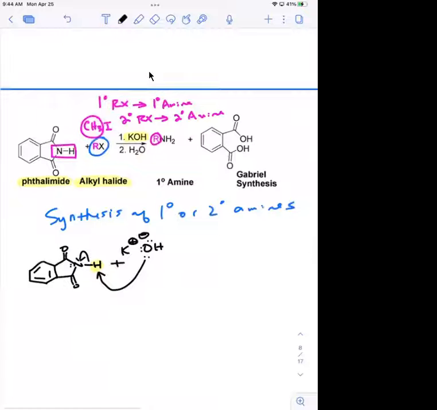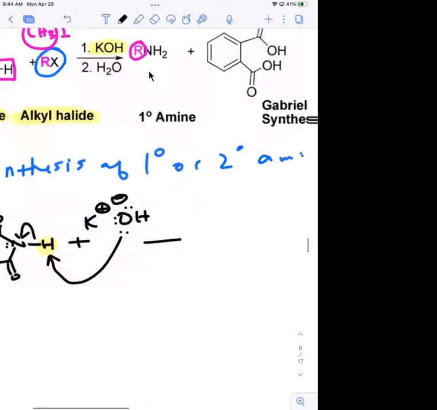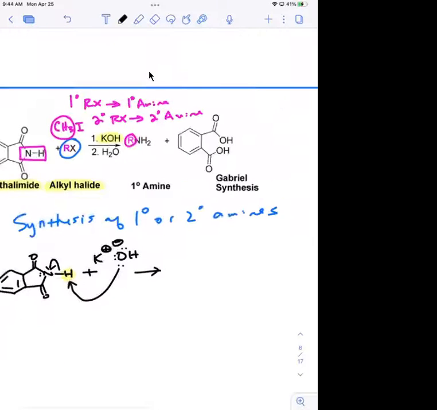And again, every time we go through one of these mechanisms, I can't stress it enough. None of this is new. The reactions are new, but the processes and the mechanisms are the same as we learned in part one. This is just acid-base chemistry. You have a base, the phthalimide proton is acidic, and we're going to make this.